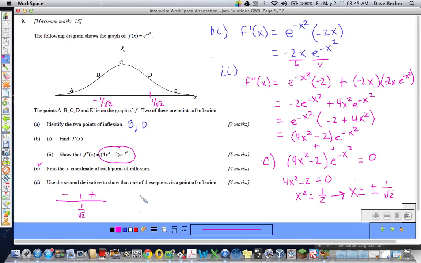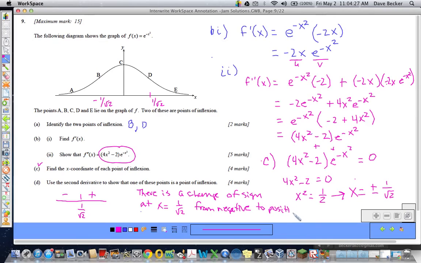But that's not good enough. What we need to do is say that the second derivative, we can just write it out instead of using mathematical notation. We could say there is a change of sign at x equal to 1 over root 2 from negative to positive.